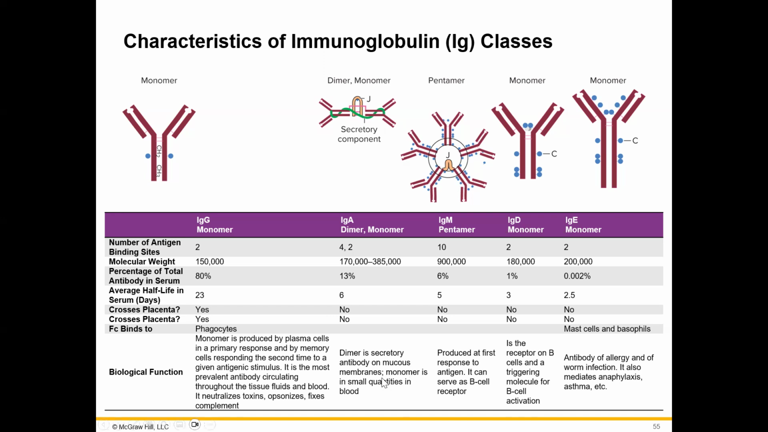IgA, we see that the monomer is present in small quantities in blood. The dimer, as we talked about, is a secretory antibody on mucous membranes. Remember, this is the one that is important in colostrum. IgM, a pentamer, is produced at first response to an antigen and can also serve as B-cell receptor. However, it has a short half-life. IgD is the receptor on B cells and a triggering molecule for B cell activation. And finally, IgE monomer. These are the antibodies of allergy and of worm infection. They also mediate anaphylaxis and asthma.